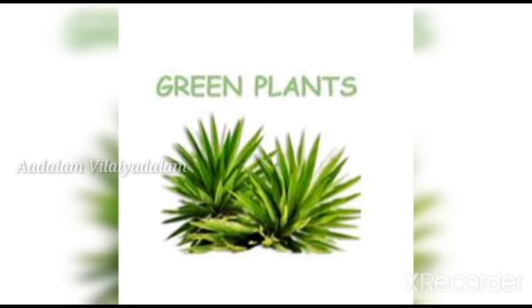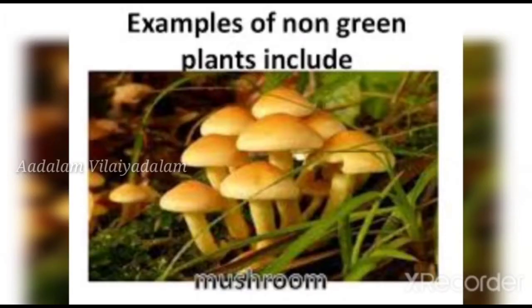Next one, non-green plants. Plants that lack chlorophyll pigments and do not look green are called non-green plants. They cannot prepare their food. These plants depend on other organisms for their food and living place. These are commonly called heterotrophs. Examples, children: mushroom, bread mold, packet fungi. So these are the examples of non-green plants.